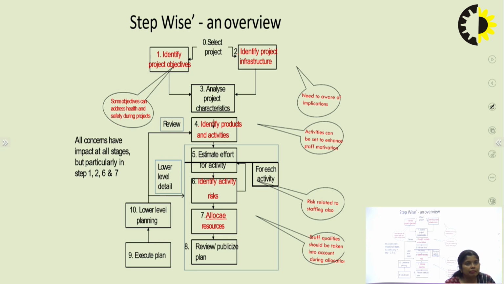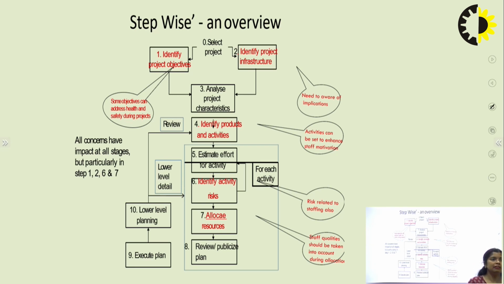Next is the product. When we are going to identify the product and activities, whatever desired product or desired outcome after developing your project, that will also need a team discussion. Then next is identifying the activity risk. Every time it may be possible that an unpredictable problem arises. At that moment the activity risk should be resolved. Allocate resources. When we are talking about allocating resources, there may be human resources, or equipment; which type of equipment we use when we are going to develop any project.